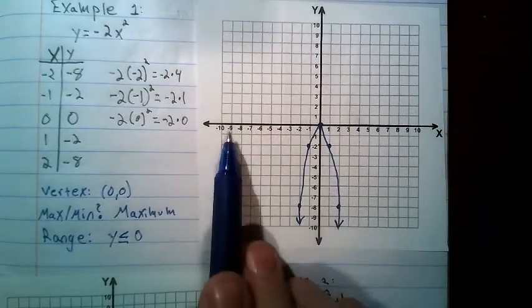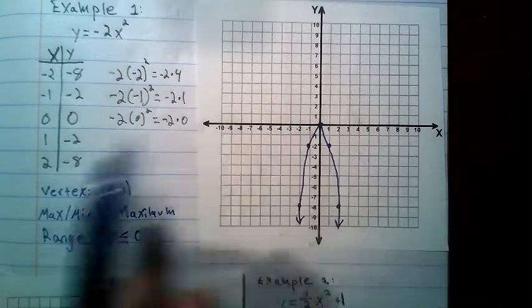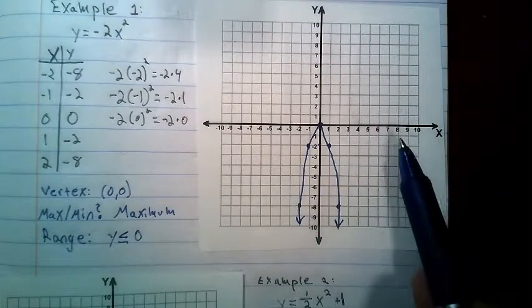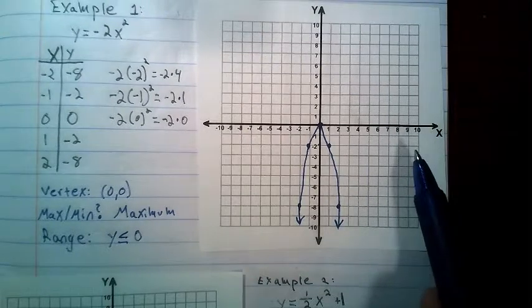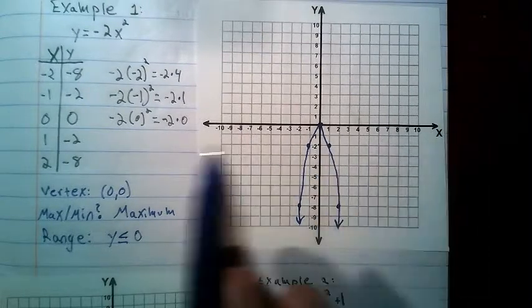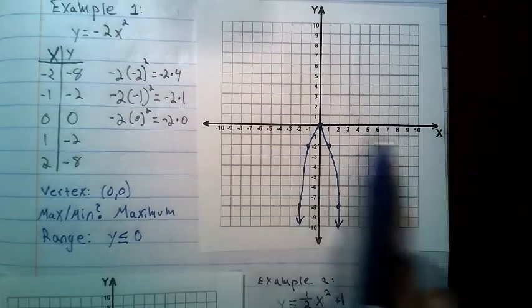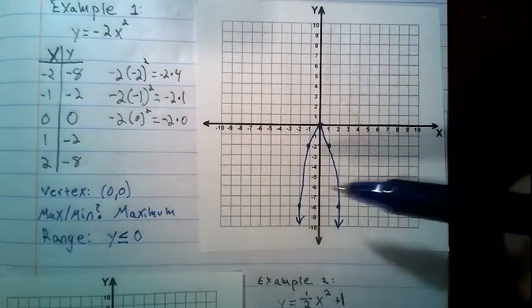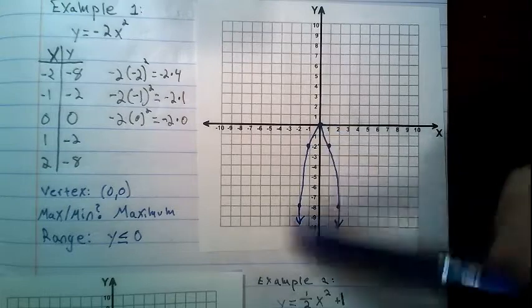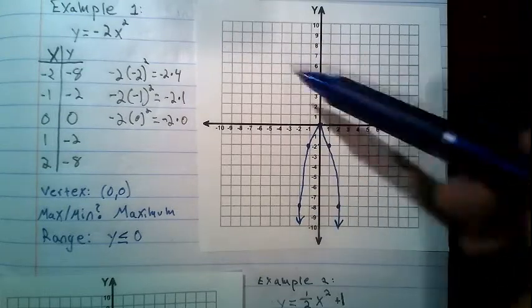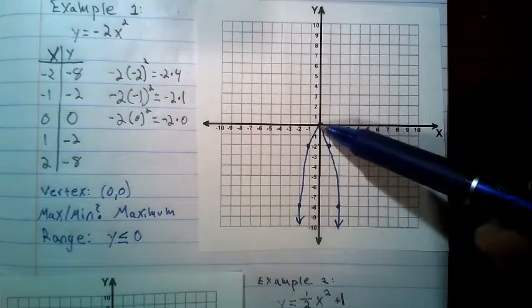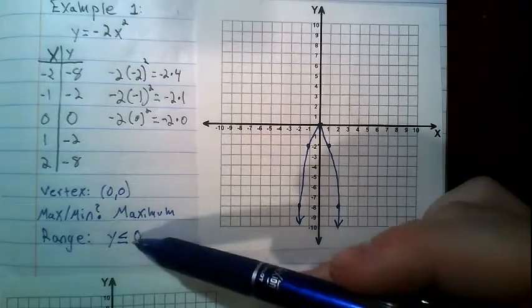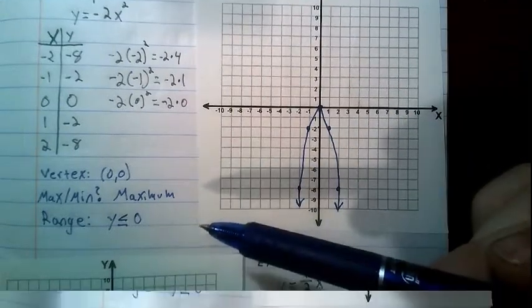Domain are the possible x values, right? And this thing can keep going, right? Even if it was 10, I could do negative 2 times 10 squared. It'd be a big number, but there's no really restrictions on my x values that I can use. But no matter what number I put in, it's never going to be up here. Okay, so it's going to give me a negative value. So my range is y is less than or equal to 0.